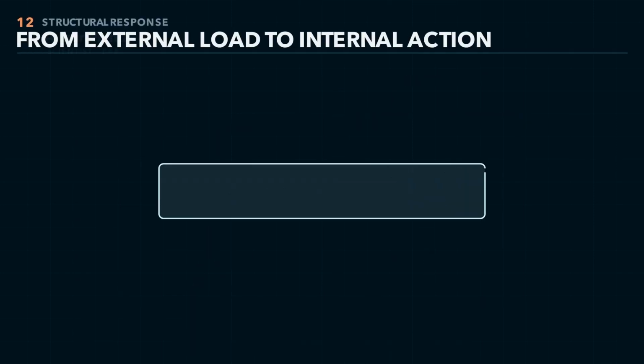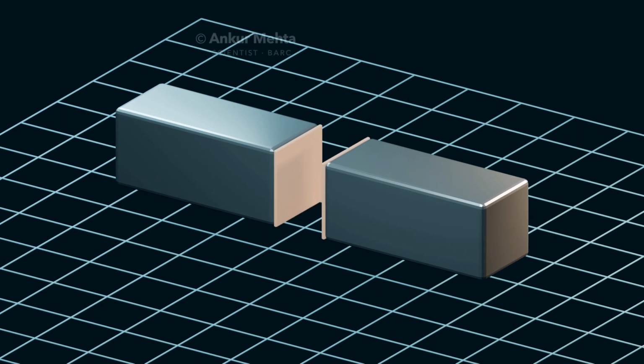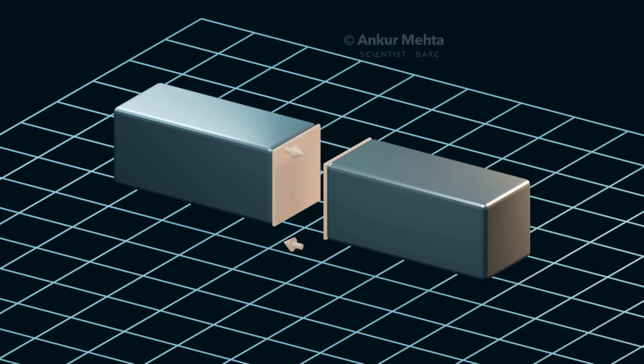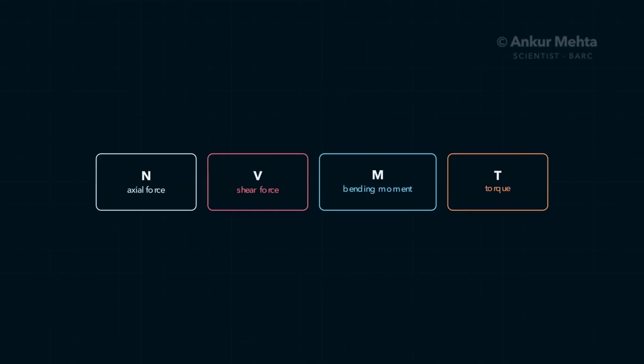Classification becomes useful when we trace a load into the structure. Cut a loaded member and enforce equilibrium. A force normal to the cut becomes axial force. A force tangent to the cut becomes shear. A moment that bends the member becomes bending moment, and a moment about the member axis becomes torque. These internal resultants generate the stress and deformation that design calculations must control.